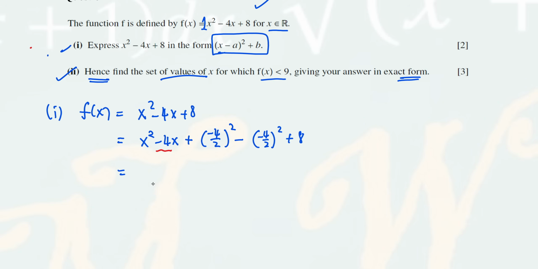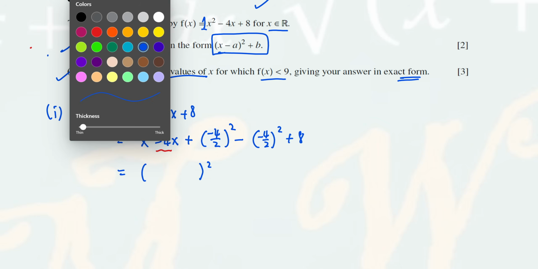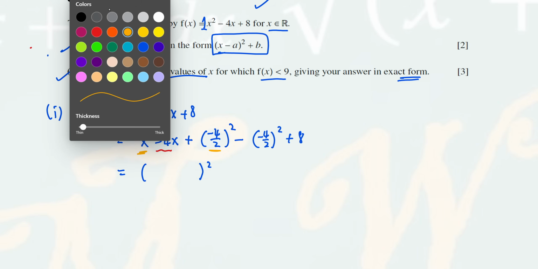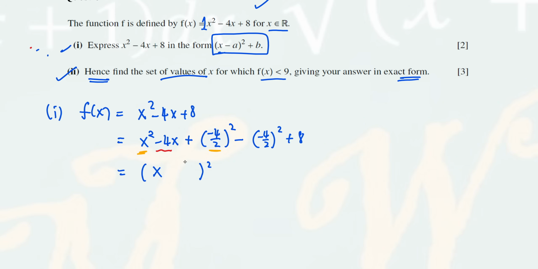Okay, then from here, I will just refer to the first and third term, write the square of the bracket, and the term inside the bracket should be just the first term and the third term over here. So I will be getting x, and for the third term, it is actually minus 4 over 2. Then when you simplify, you are getting minus 2. So this is my first term after you simplify, and now you combine these two terms at the back.